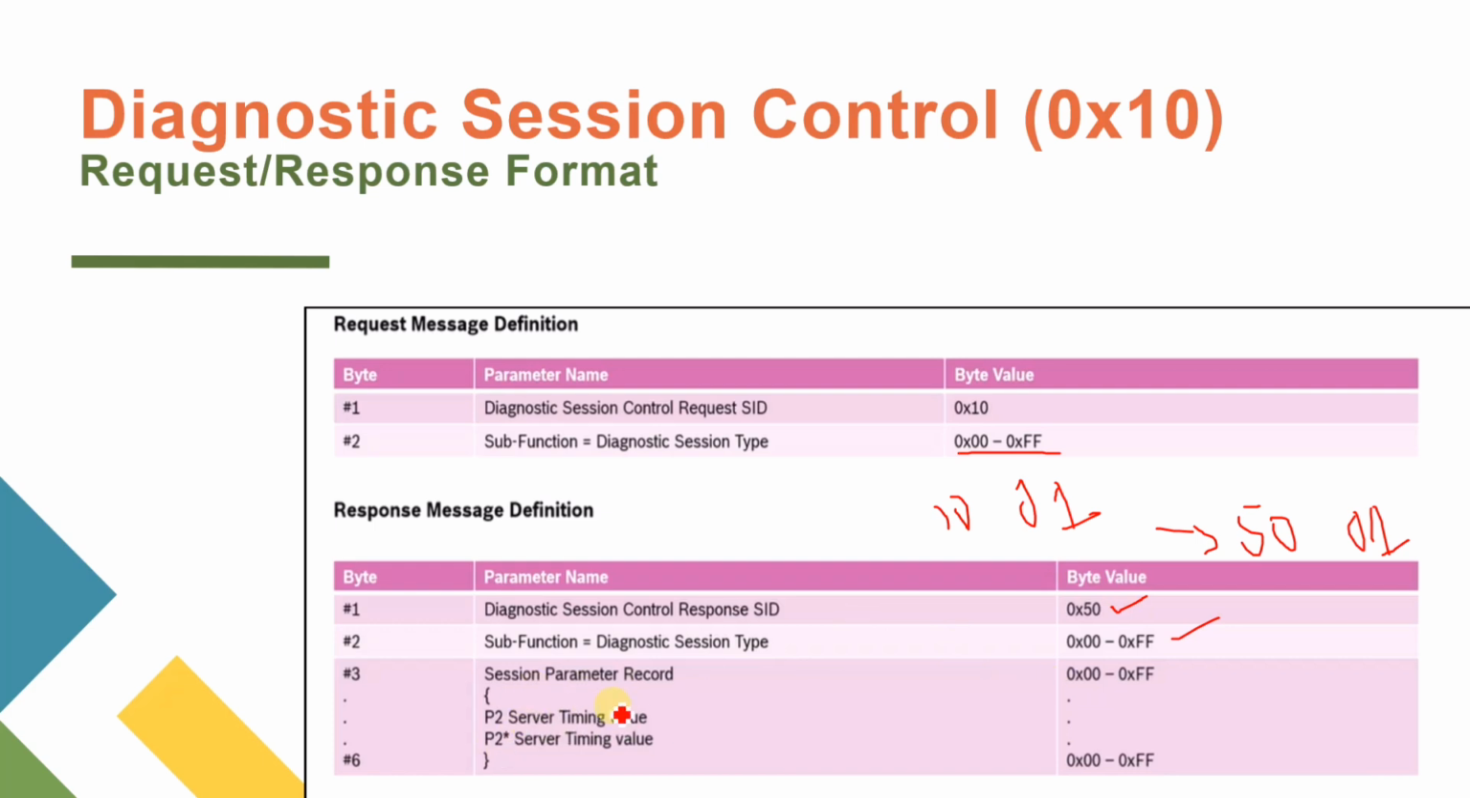And from the third byte onwards, there will be some information regarding P2 server and P2 star server. P2 and P2 star we already discussed. Whatever frame we are receiving in the response, the first byte will be 50, the positive response, followed by the session type, and followed by 2 bytes allocated for P2 server and 2 bytes for P2 star server. P2 and P2 star we will discuss in the next slide. What is that?